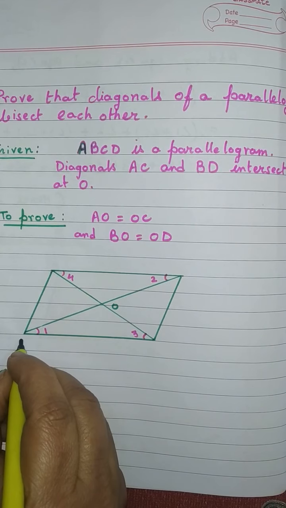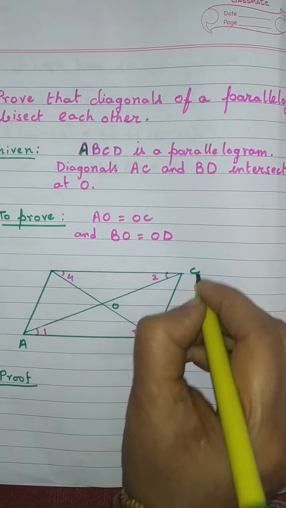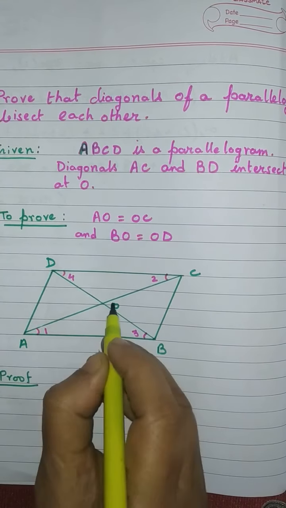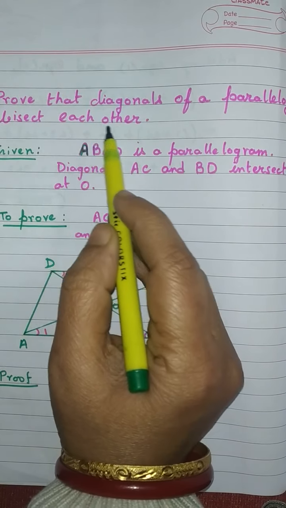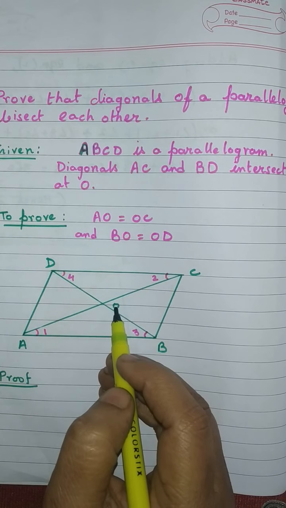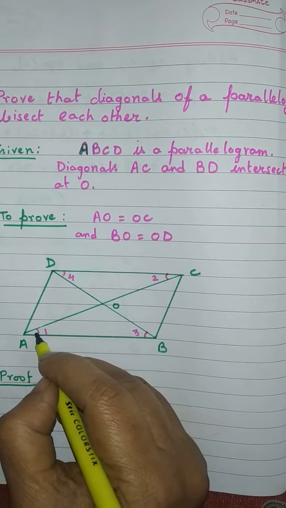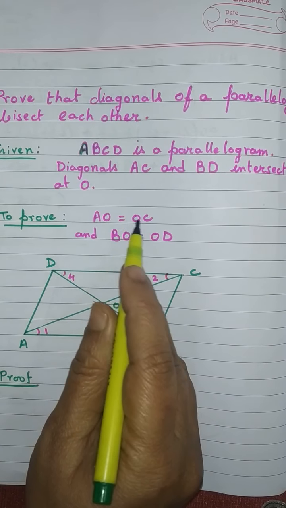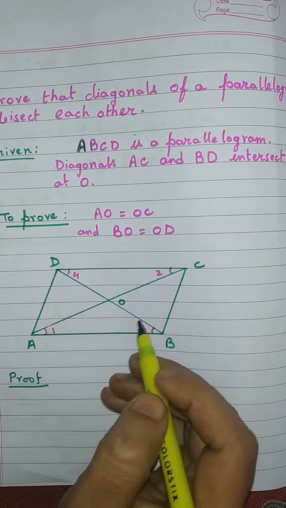It is a parallelogram ABCD. AC and BD, they are the diagonals. They intersect at O. क्या प्रूफ करना है? They bisect each other. O पे कट किया है, तो मुझे प्रूफ करना है they bisect each other, मतलब इक्वली डिवाइड किया है. So we are going to prove AO is equal to OC and BO is equal to OD. AO equal to OC मतलब हाफ ऑफ इक्वली डिवाइड किया है, and BO is equal to OD.